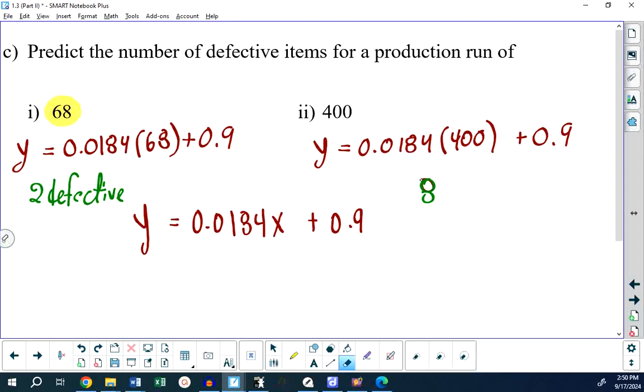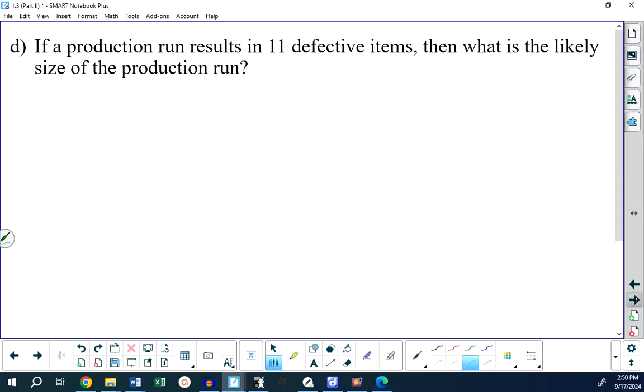Defective. Yeah, I'm going to have to check that calculation. We'll see. Don't worry about it, though. If there were 11 defective items, what is the likely size of the production run? So is this 11? Let me write out the equation. Y equals 0.0184x plus 0.9. That's my equation.